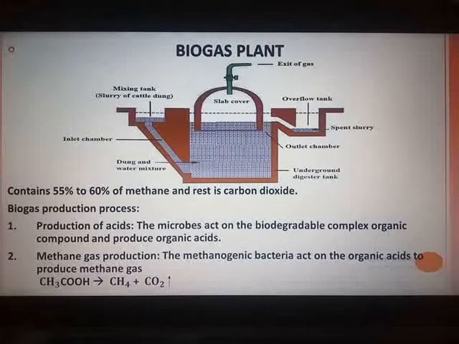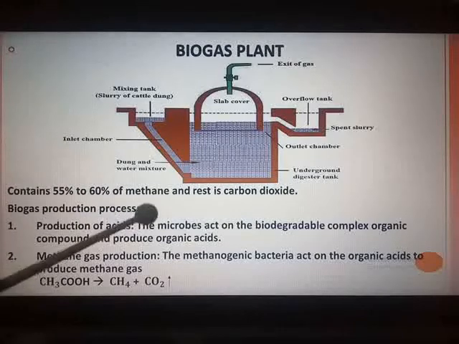Now, the biogas production process includes two steps. This production of biogas is an anaerobic process because here the animal dung or the dry leaves are decomposed by the anaerobic microbes. So, the entire process is an anaerobic process which takes place in two stages. The first stage is production of acids and the second is methane gas production.